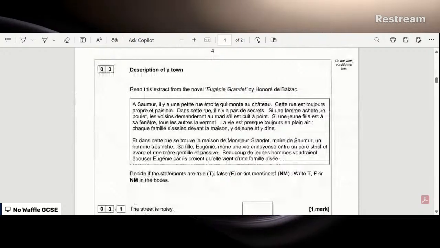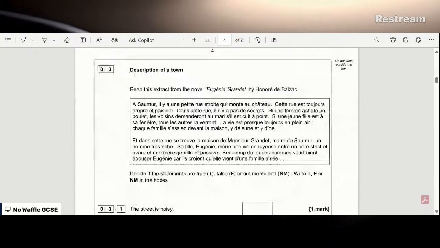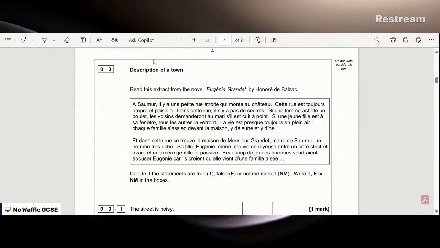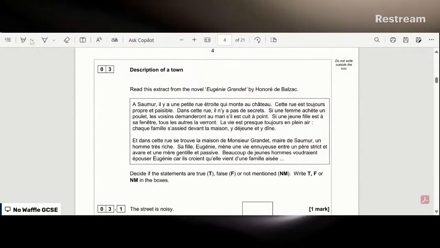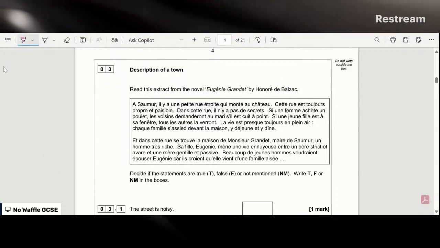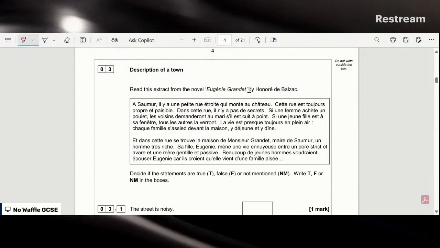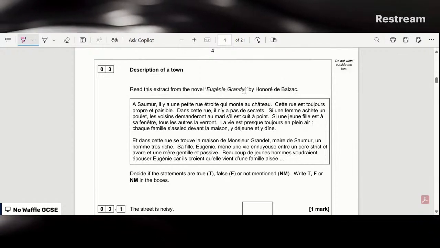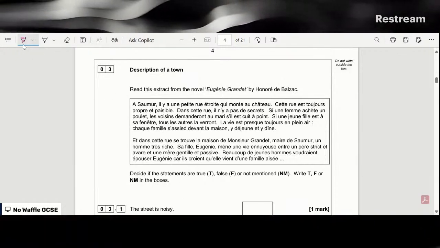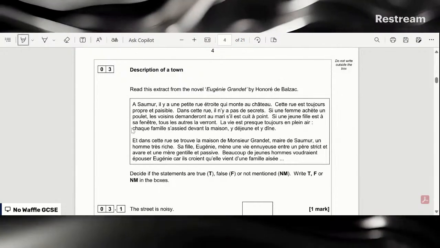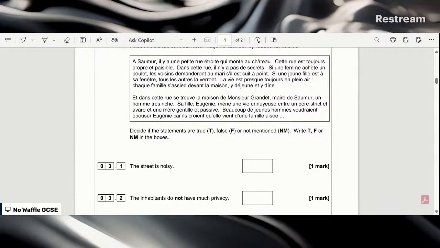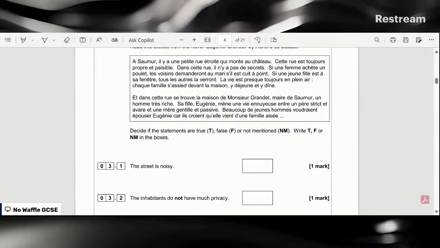Okay, description of a town. Notice how they're labeling each of the sections. Okay, and that is important because it's telling you what module it's from, what vocabulary. It's trying to act as a reminder. So going here, read this extract from the novel Eugénie Grandet by a French person. Decide if the statements are true, false, or not mentioned. So let's show the statements as well. The first statement is that the street is noisy. So let's look at that.